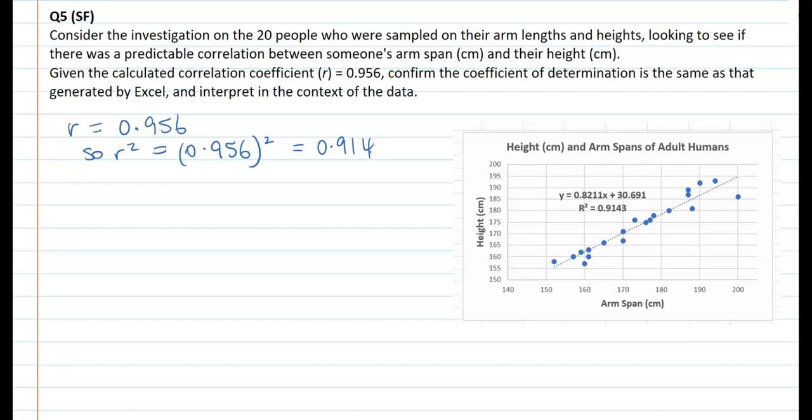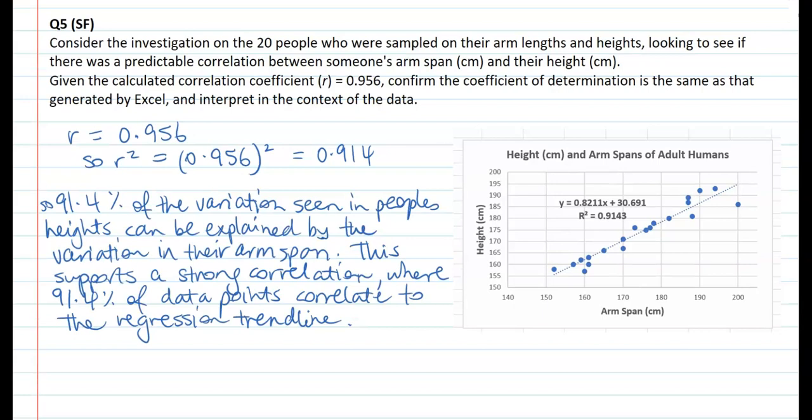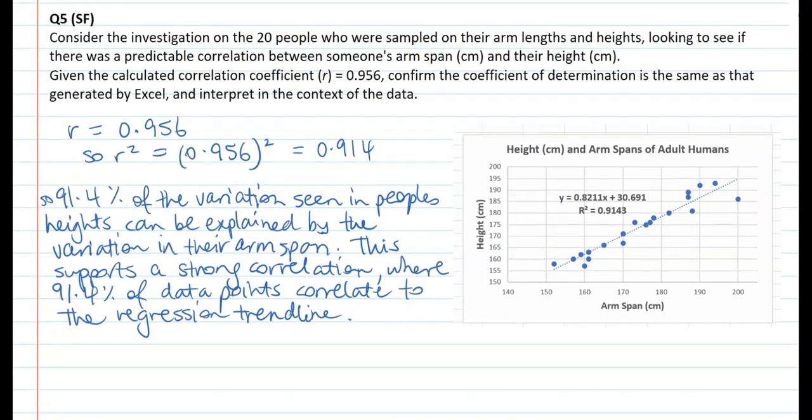Alright, so now interpreting the coefficient of determination in the context of the data, well, that means that 91.4% of the variation we see in people's heights can be attributed or explained by their arm span. So there's a pretty strong correlation there between your data points and the trend line, which supports what you're seeing visually. So you'd finish it off by concluding with something like that.